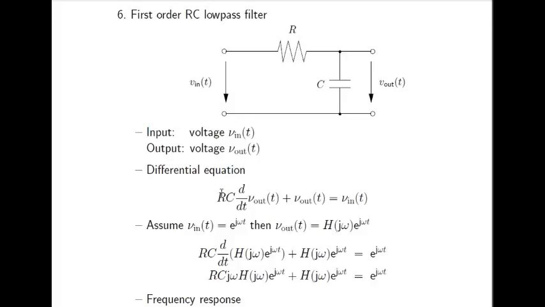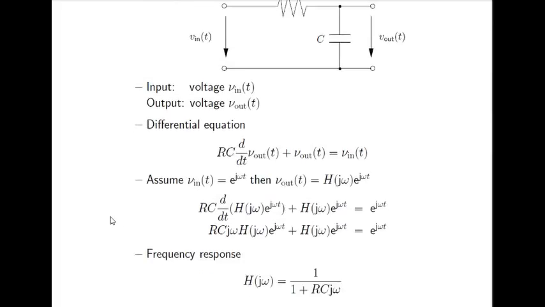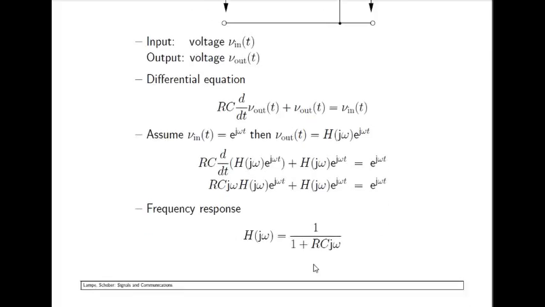So this circuit will give us this equation, that RC d/dt of V out plus V out equals V in. Okay, and we are assuming V in equals e to the power j omega t. Then V out will be H of j omega e to the power j omega t. So I can replace all these terms. Okay, and after replacing, I'll get the frequency response H of j omega, which is 1 upon 1 plus RC j omega. So this was all about filters and frequency response.